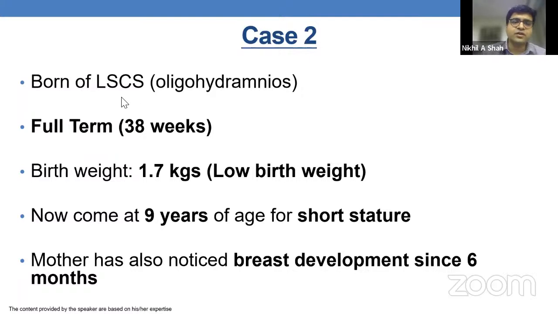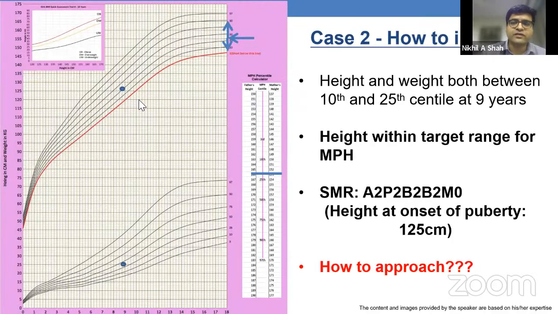So this is the growth chart of the child. You can see that the height and weight of the child is between the 10th and the PH target range. On physical examination, child has some axillary hair, some pubic hair, and some breast development. Height at onset of puberty is 125 centimeters. So how do we approach? Should we just leave this case as it is, or do we need to evaluate? Do we need to intervene?